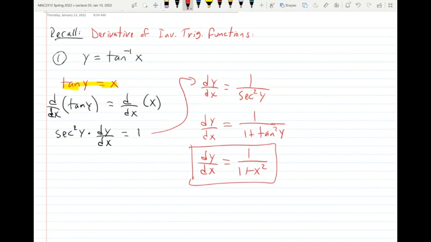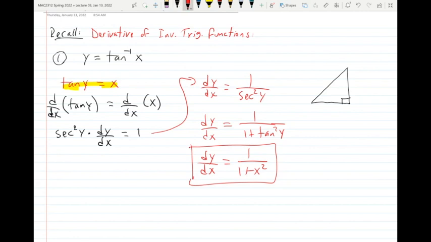An alternative way of doing this is via a triangle, and we're going to need this approach later on. So let me remind you of this. How can we obtain this formula from the triangle? Well, let's take advantage of this. We have the tangent of y is equal to x. So that means y is an angle.